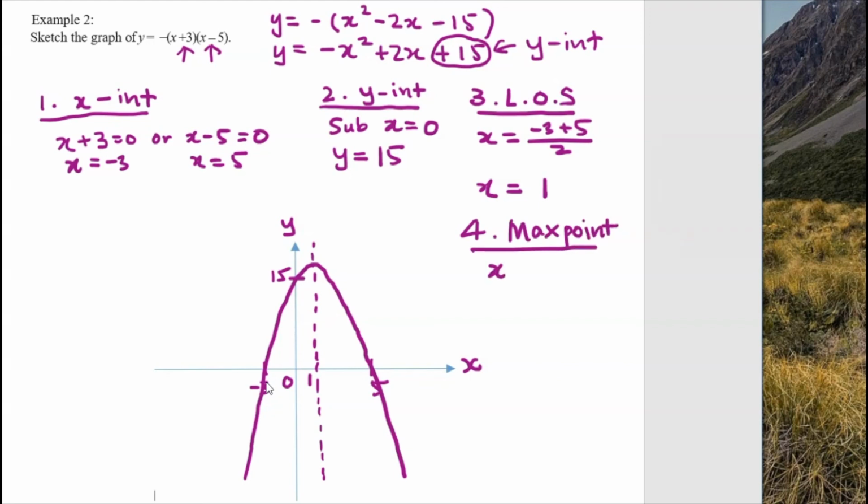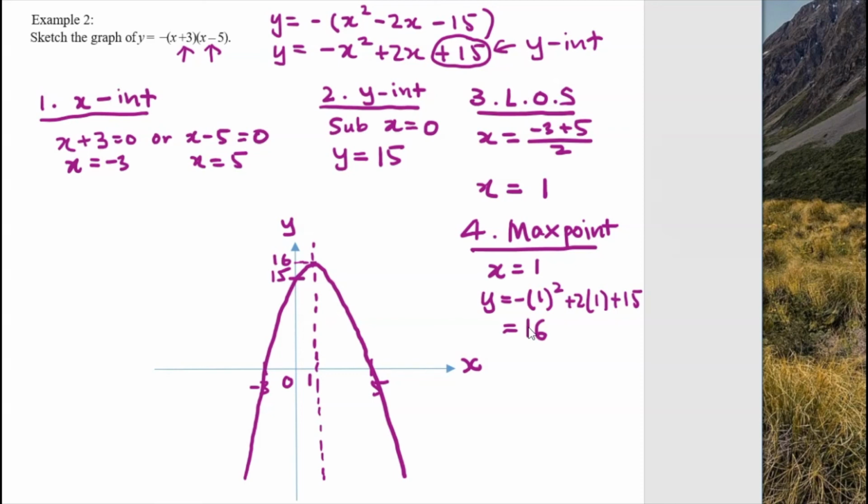So for the maximum point, the x coordinate follows from the line of symmetry, and then we're going to substitute this back into the expanded form, which is kind of easier. So I have y equals negative of 1 squared plus 2 times 1 plus 15, and that's going to give me 16. Okay, so we can actually label here carefully as 16, and we now have the graph.